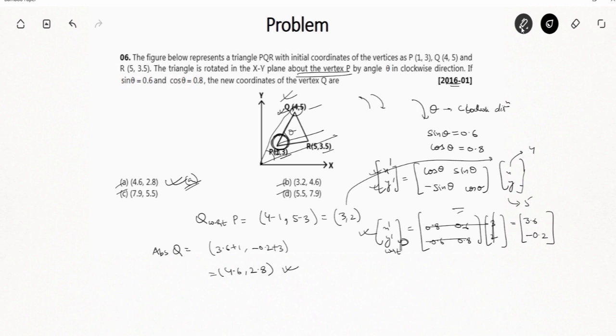See, there is another very tricky method of solving this particular question. I am saying this particular question.